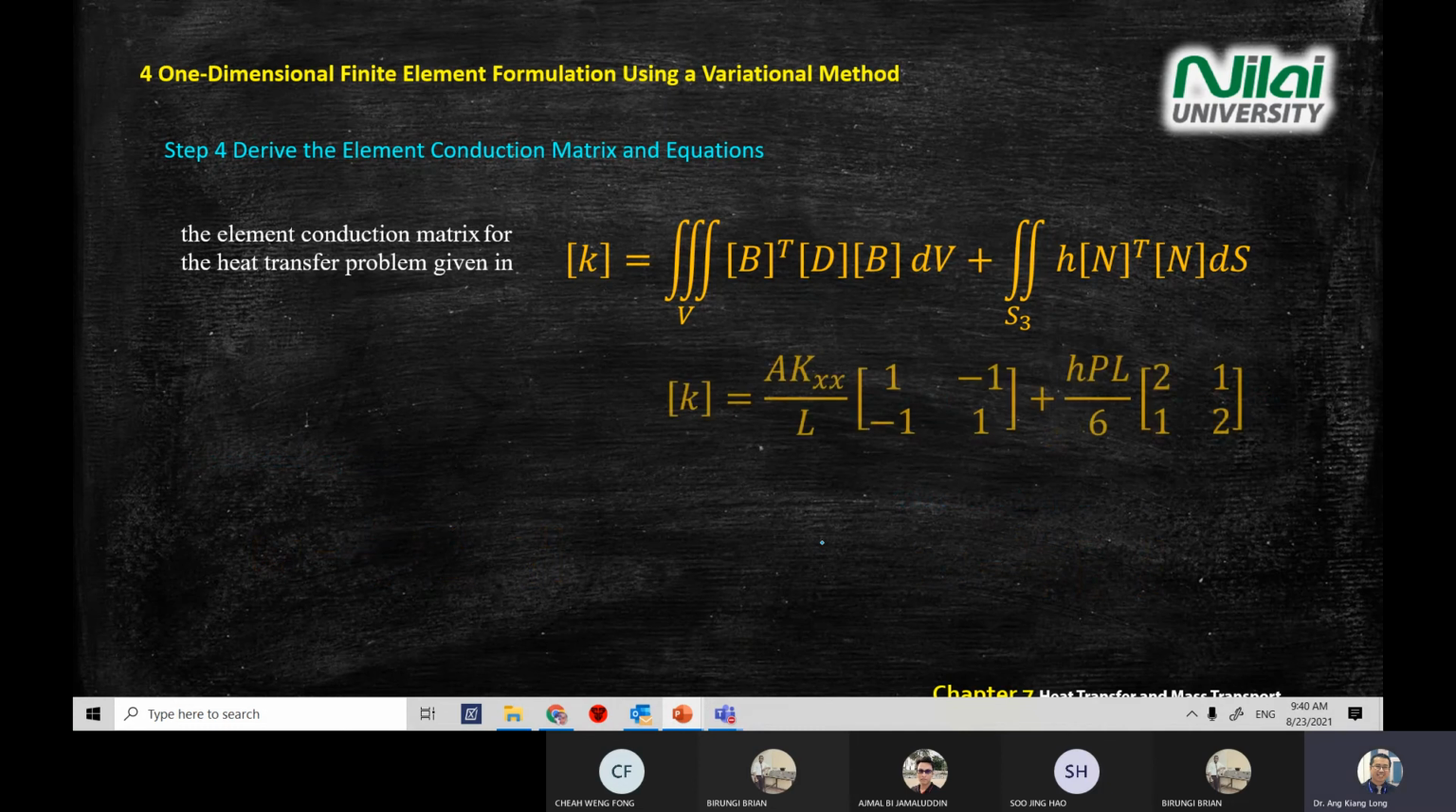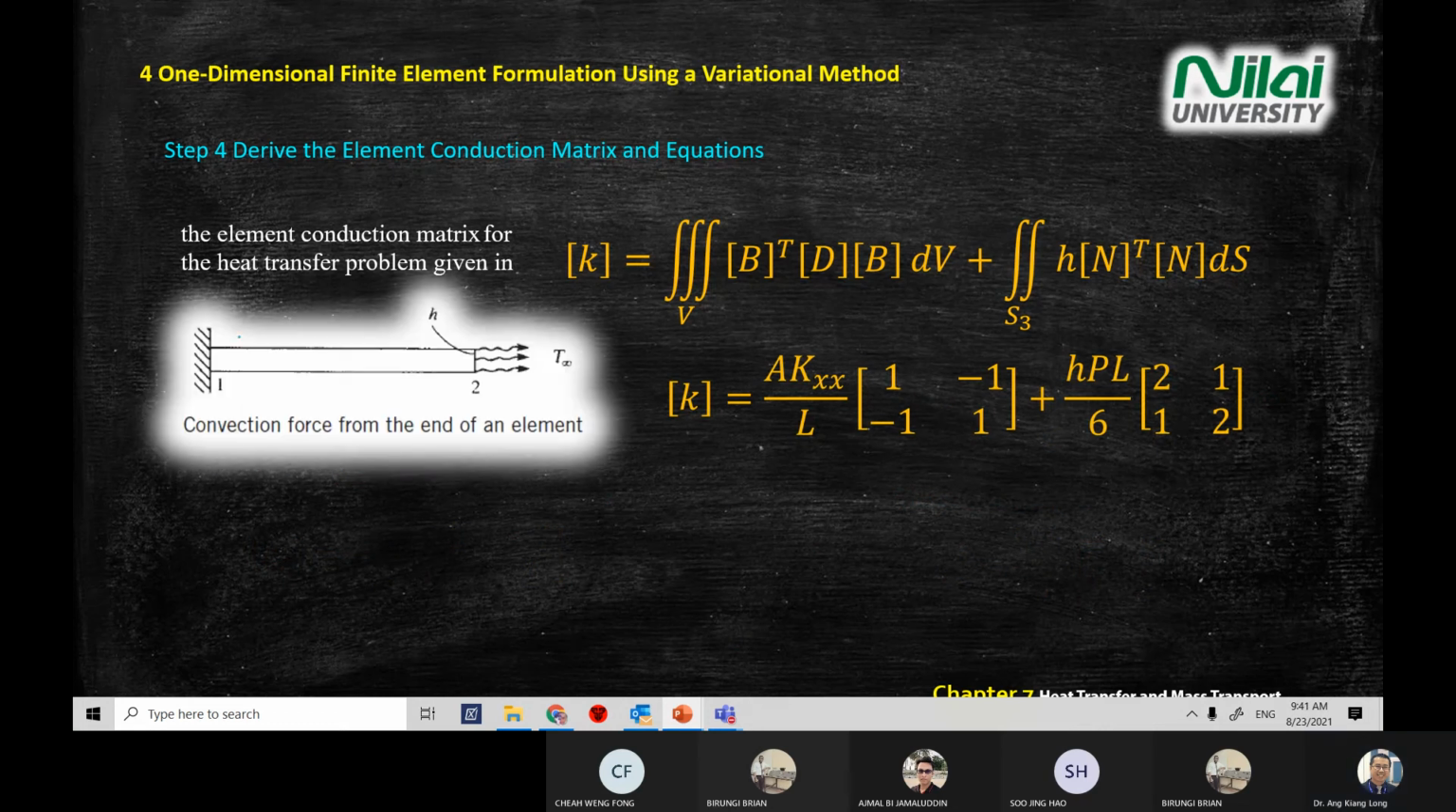So you have these two equations, K equal to conduction plus convection. That will happen in this case. So from point 1 to point 2, with one opening that is exposed to atmosphere and convection is happening, then you build the matrix by combining these two equations.